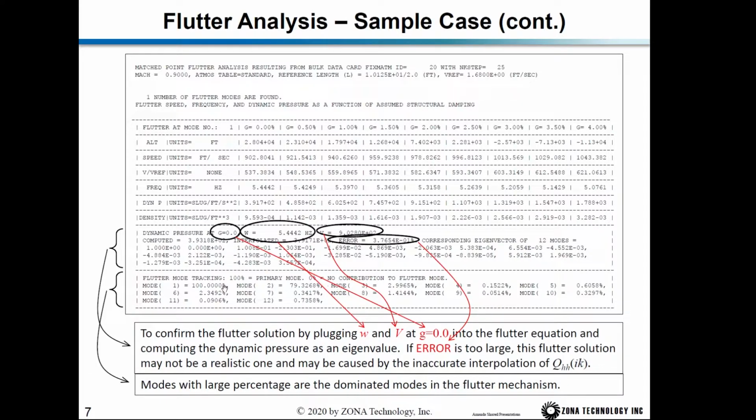And next, you will do flutter mode tracking. The modes with a large percentage are the dominant modes in the flutter mechanism. So usually you will find that the biggest contributing mode is labeled as 100, and the next one is a decimal, and the rest of the mode contributions are very small. This means that this flutter is caused by the coupling of mode 1 and mode 2. And it also means if you take out those other natural modes from the flutter analysis, you will get a very similar flutter solution.